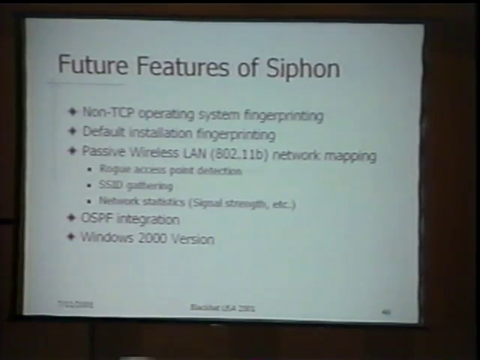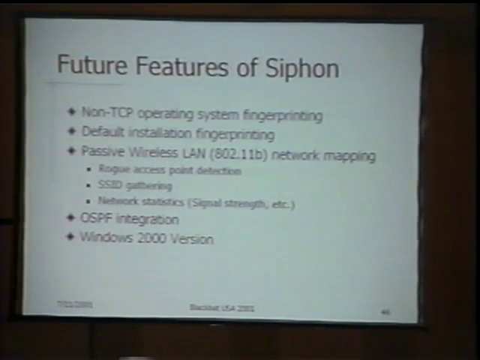I've only been working on this for about a week now, but we're thinking about passive wireless LAN sniffing. This will require kernel modifications, etc., for FreeBSD at least, because we want to grab the 802.11 frames. Some of the features that we're thinking about building into Siphon include rogue access point detection, SSID gathering, and network statistics, signal strength, access points, triangulation, etc. Possibly even building some GPS type feature in there.